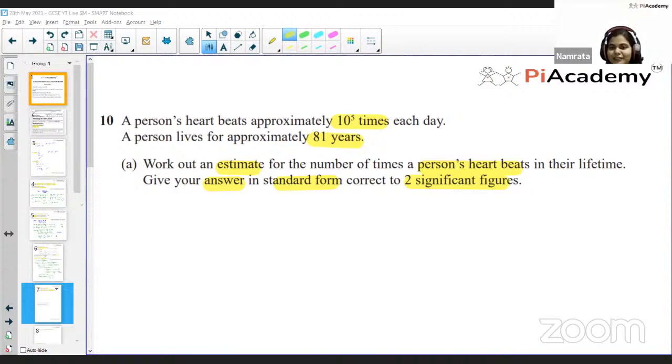Very good, Rohan. Again, one more part. You need to give your answer in standard form, correct to two significant figures. Yes, you are on the right track. Expecting an answer from those two.